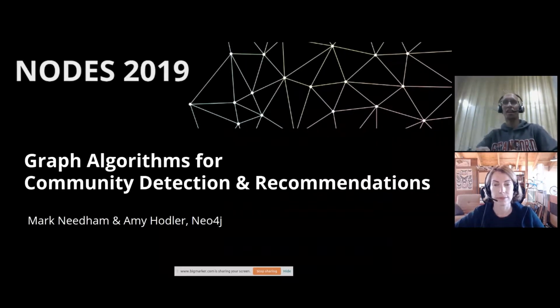So this track is graph algorithms for community detection and recommendations. It's the next in the series of talks about the Neo4j graph algorithms library. So if that's not what you're expecting, you probably need to find your way to another track.